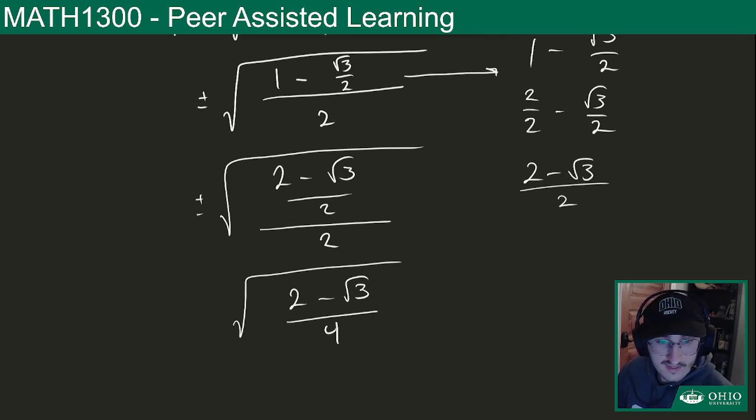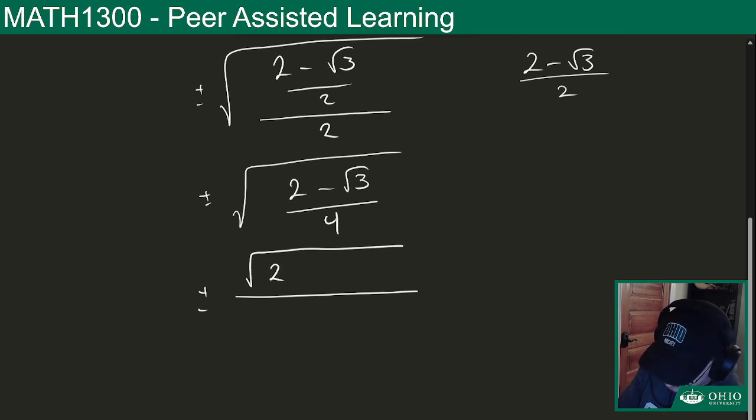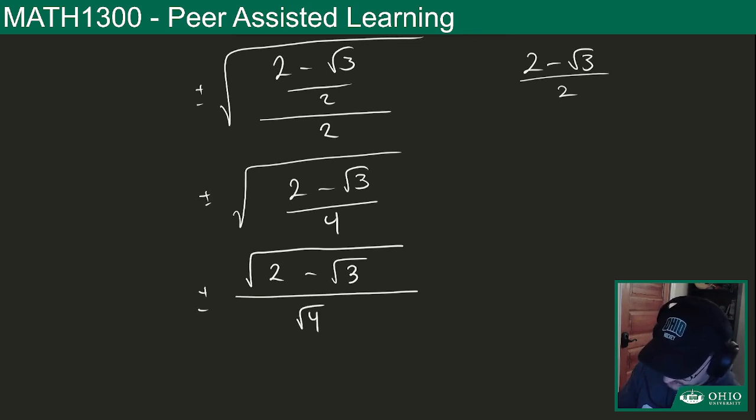Now, we can actually apply the square root to the numerator and denominator individually. So what we can get now is we have this plus or minus, and then we have the square root of 2 minus the square root of 3, and then the square root of 4 on the denominator, but the square root of 4, of course, is just 2, and so that just becomes 2. Okay, so that was the whole simplification process.